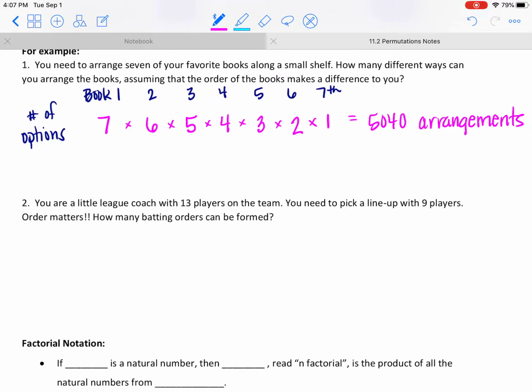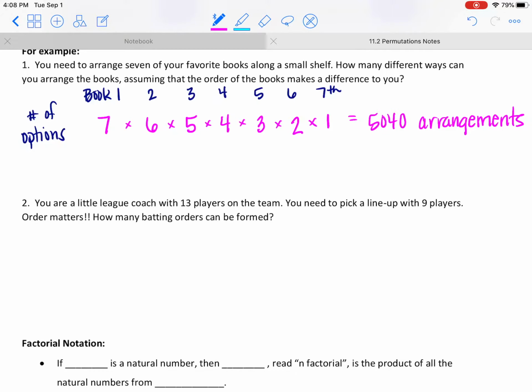So you're a Little League coach. Congratulations. You have 13 players on your team, and you need to pick a lineup with 9 players, because in baseball only 9 players can take the field. So order is going to matter when you make this lineup, right? The person who bats first versus second versus third versus fourth, they're all different, so the order matters.